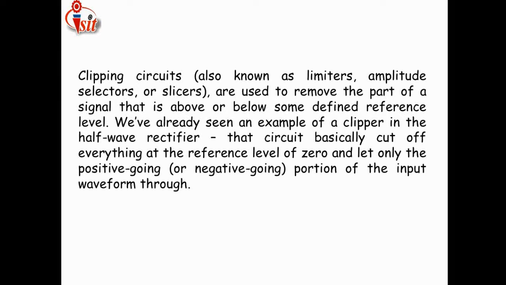That means whatever waveform is present on our input side, we want to clip some part of it, the part above or below the reference line. The part above the reference line and below the reference line is clipped by using the clipper circuit. We have already seen an example of a clipper in a half-wave rectifier, where the circuit basically cuts off everything at the reference level of 0 and lets only the positive-going or the negative-going portion of the input waveform through.